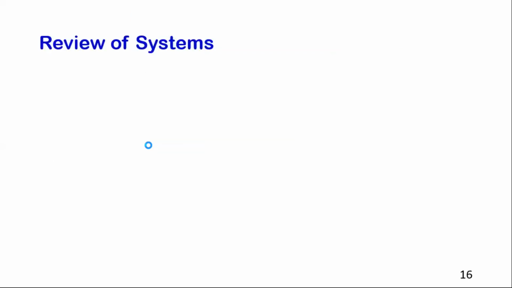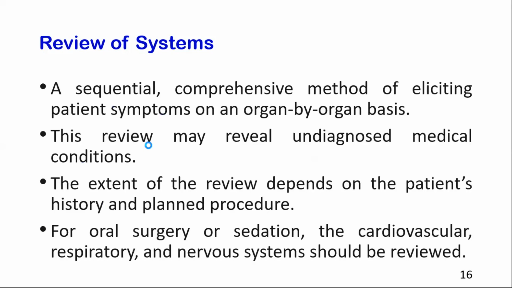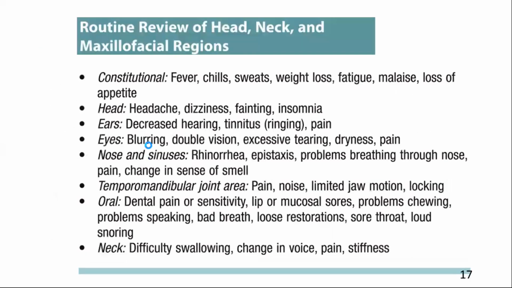It is important to note that the review of systems involves asking patients about their symptoms related to different body systems to identify potential health issues. In contrast, clinical examination of the systems involves physically examining the patient to assess and diagnose their health conditions directly. So the review of systems methodically checks patient symptoms across different organs and may reveal undiagnosed conditions. Adjust it based on the patient's history and planned procedure.